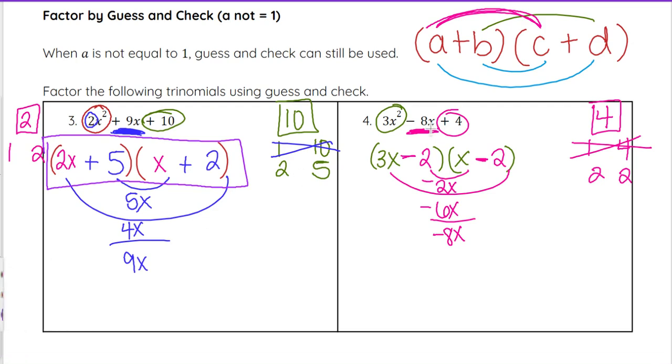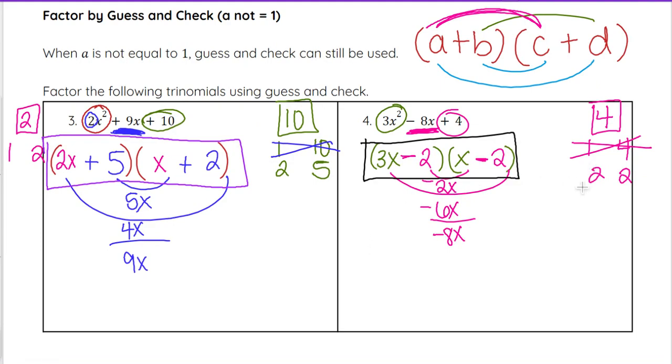And that last thing to triple check, negative 2 times negative 2 does get us back to the positive 4, which is what we need from that multiplication. So our answer here would be 3x minus 2 times x minus 2.